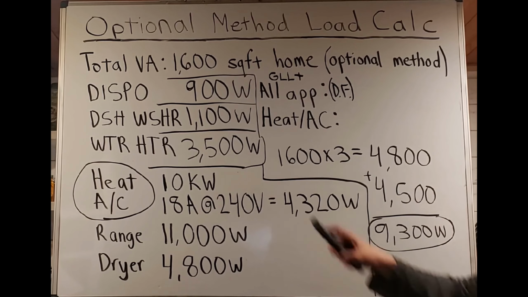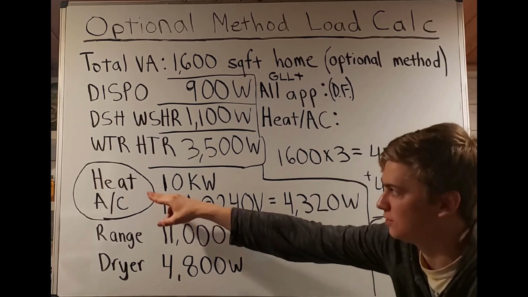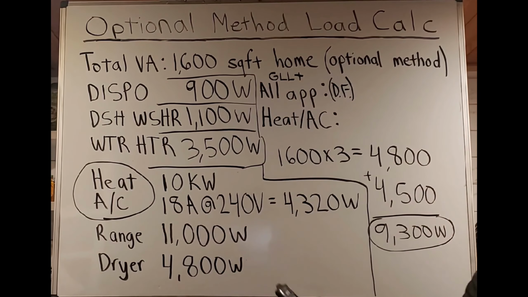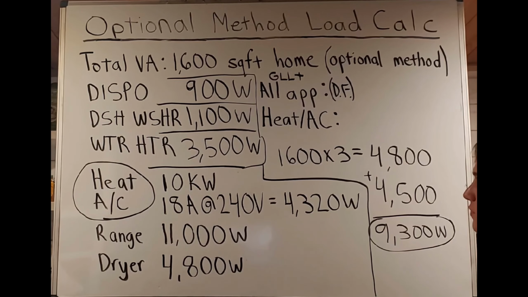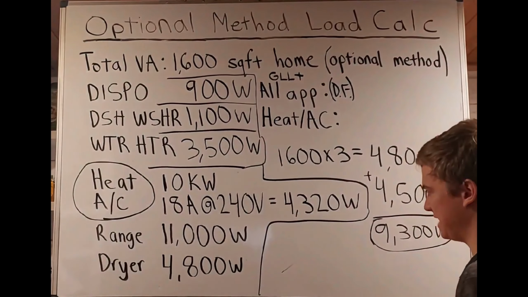Then we're just going to add that to all of the appliances that we have. Since we circled heat and AC, it's basically everything that we're looking at here, besides the heat and the AC. So we're going to take that 9,300 and then add everything else. I just like to go from the top to the bottom. So we're going to have 900 plus 1,100 plus 3,500 plus 11,000 plus 4,800. We add all that together and we get 30,600.